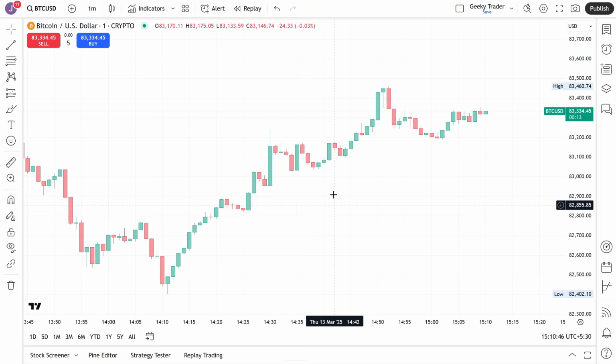I'll be adding my custom script to this chart and walking you through how it works, step by step. Stick around because I'll not only show you how to apply the script, but also demonstrate how to use it effectively in your own trading.